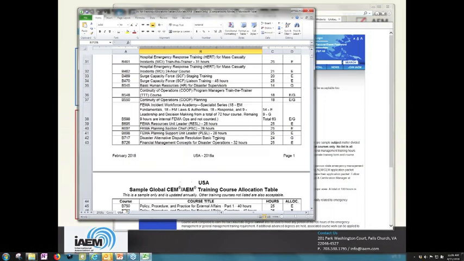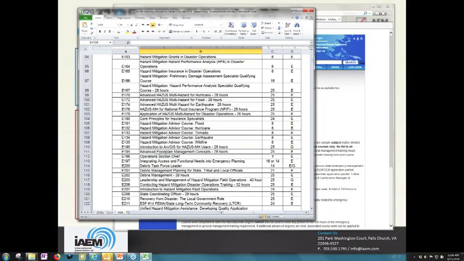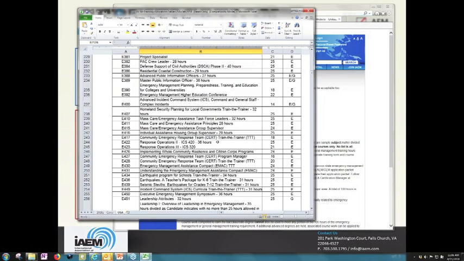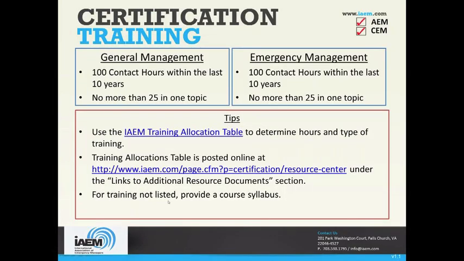And this goes all the way for pages and pages and pages, E-courses, I-courses, and yet you will still find courses that you've taken that are not in the allocation table, in which case the commissioners are going to need to see a course syllabus for training not listed. So you need to provide something that shows like the agenda or the syllabus or what is covered in the course, so the commissioner can figure out if it is an emergency management course or a general management course. And you must document or validate that you actually took the course.